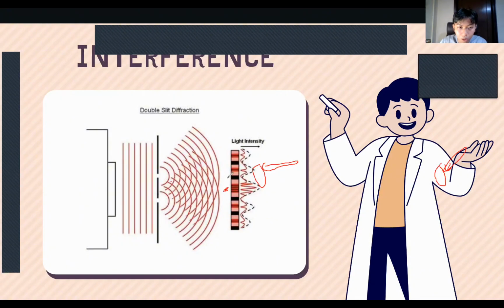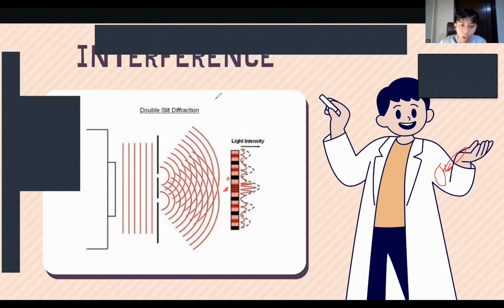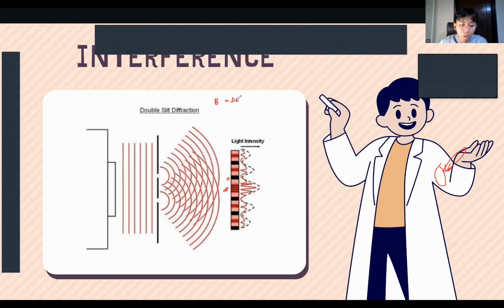We'll get the expression: if the fringe is bright, the path difference will be n wavelengths, and if it's dark, the path difference will be n plus half wavelength. It means that moving from a bright fringe to a dark fringe, the difference will be half of the wavelength, and if bright moves to bright fringe, it will be one wavelength.